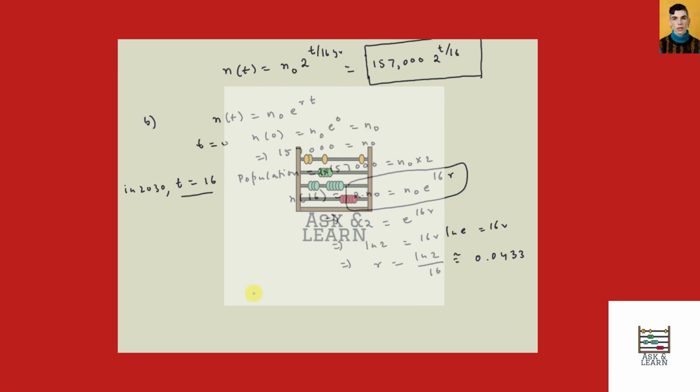So we get finally that the population of the city, N(t), is equal to 157,000 times e to the power 0.0433 times t. This is the second model, and this completes our solution to this question.